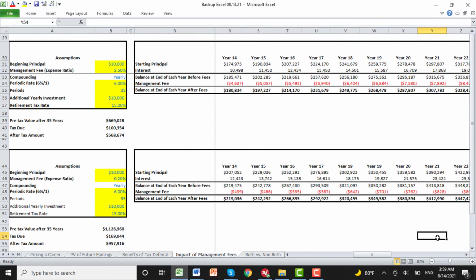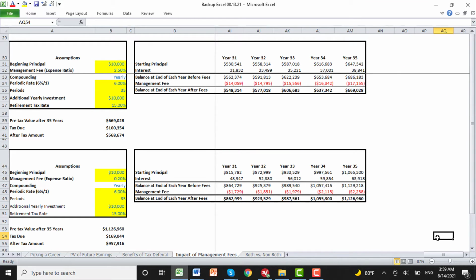And if we take a look at the final after-tax values after 35 years, with the higher management fees from the actively managed fund, we end up with $568,674, and with the lower management fees from the index fund, we end up with $957,916. And again, a huge amount of your investment is eaten up due to management fees.